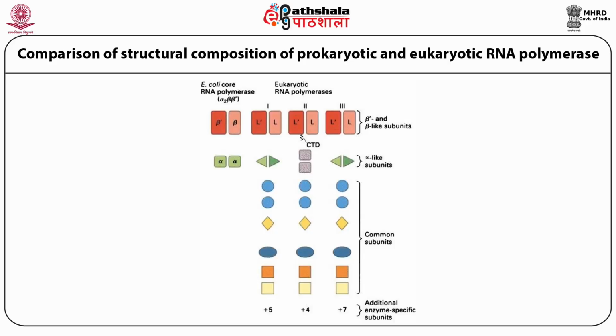RNA polymerase. The enzyme RNA polymerase catalyzes the process of transcription. Comparison of structural composition of prokaryotic and eukaryotic RNA polymerase. Bacterial RNA polymerase. A single large multimeric RNA polymerase catalyzes the process of bacterial transcription.